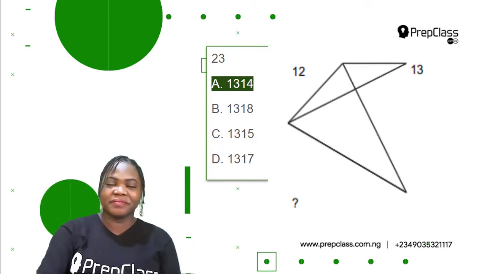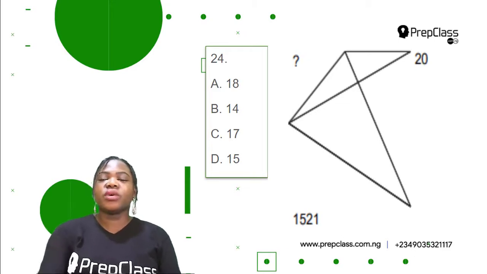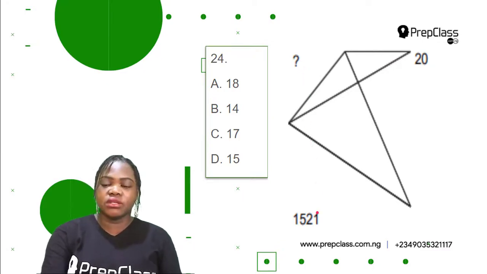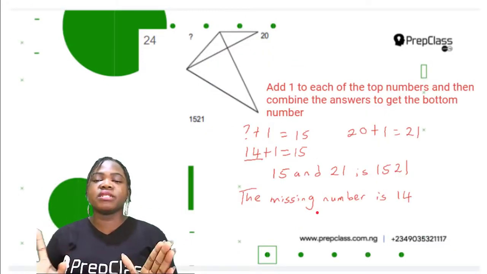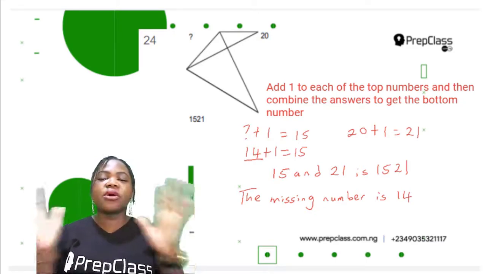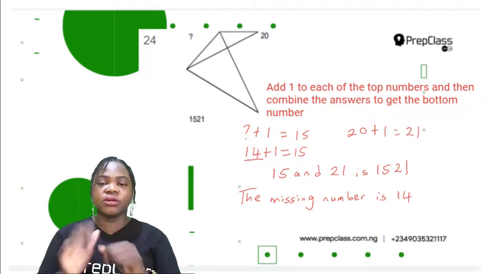Check. Number 24. So we're given only one of the top numbers. The second top number is missing. And then the bottom number is given. So how do we do this? Remember from the samples, all we have to do is to add 1 to the two top numbers and then combine the answers to get the bottom number.